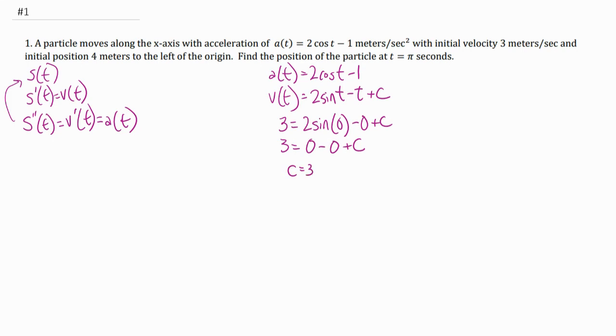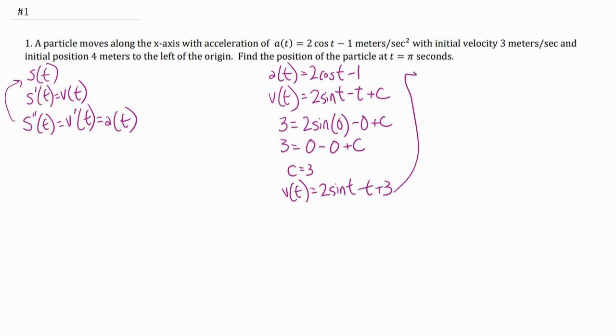It will not always be your c value, which will, spoiler alert, show up here in a second. But c is not necessarily your initial velocity or your initial position or whatever. C is just a constant. So plug the values in with t equals 0 if you're given the initial. Sometimes they'll give you the velocity at 1 second is 3, and then you would plug in t equals 1 or whatever. Okay, so then I get velocity is 2 sine t minus t plus 3.